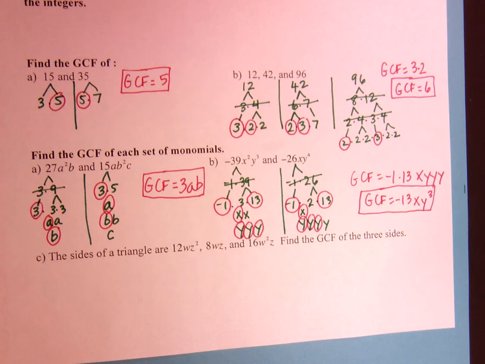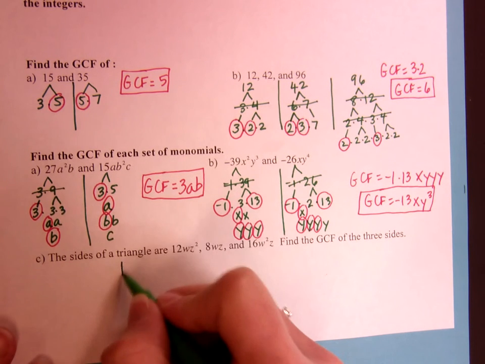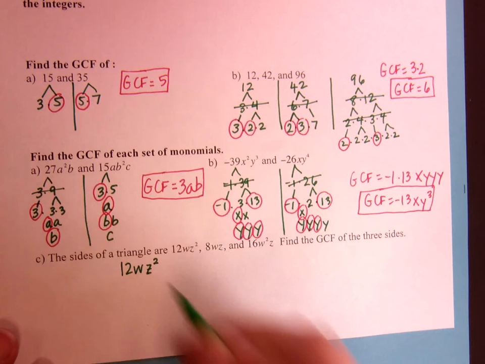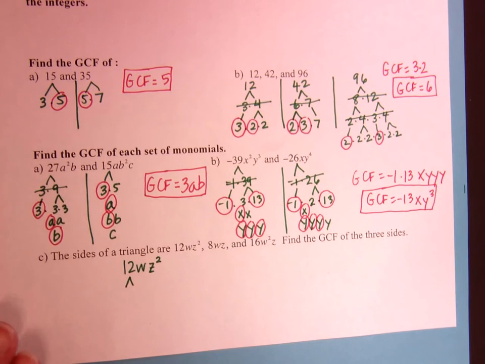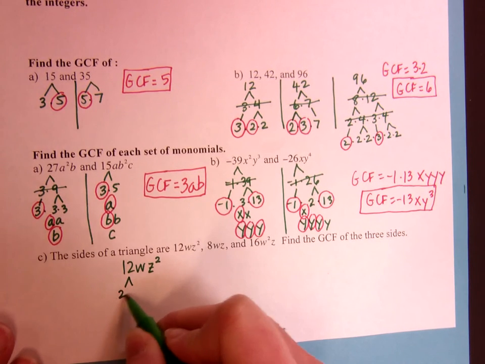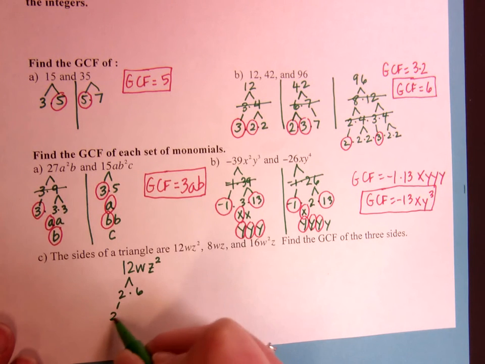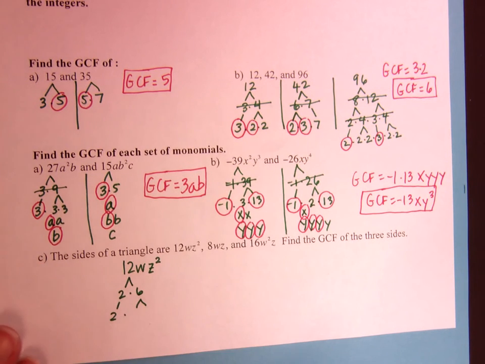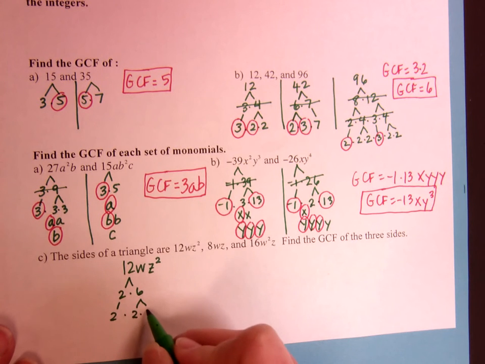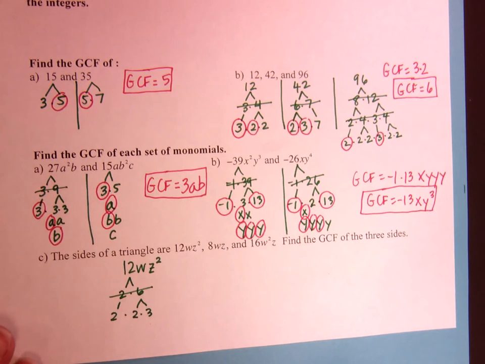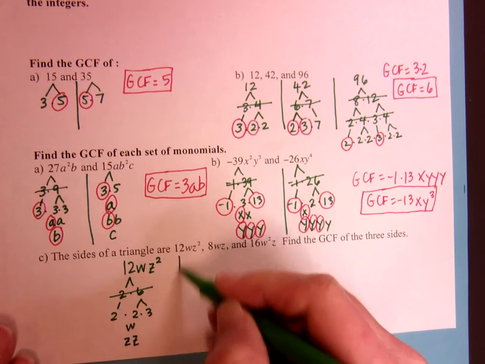All right, last one. The sides of a triangle are 12wz squared, 8wz, and 16w squared z. You don't have to draw the triangle. Find the greatest common factor of the three sides. We're going to start out with 12wz squared. How does 12 get broken? 2 times 6. 2 is prime, 6 is not, so we'll break down the 6. 2 times 3. How many w's? 1. And z's? 2.